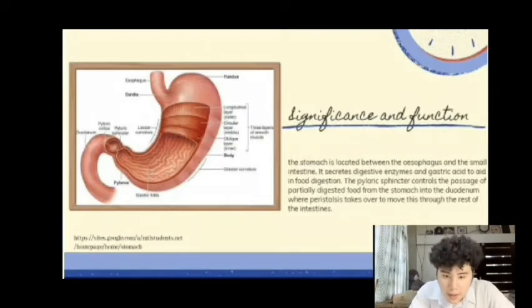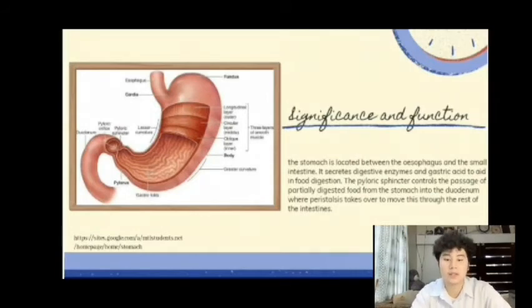So, the pyloric sphincter is in this figure, beside the duodenum, and this pyloric sphincter is a muscular valve that opens up to allow food to pass from the stomach to the small intestine, and from there it goes into the duodenum, where peristalsis takes over for it to move through the rest of the intestines. So peristalsis is a very important process, and we'll know why in a little while.